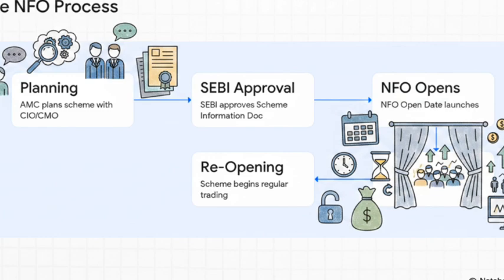As it goes from a simple idea to a fully regulated product, the AMC plans the scheme, SEBI gives it the green light, and then it opens for a really limited window at a fixed face value, which is almost always 10 rupees. Once that window closes, the money is deployed into the market, and the fund reopens for everyday trading at its newly calculated net asset value, or NAV.